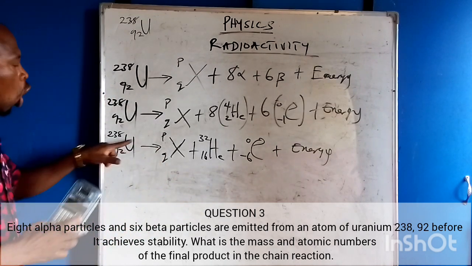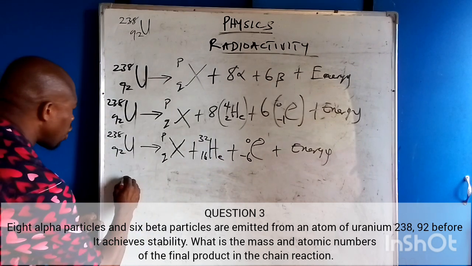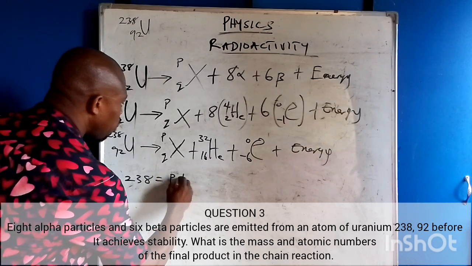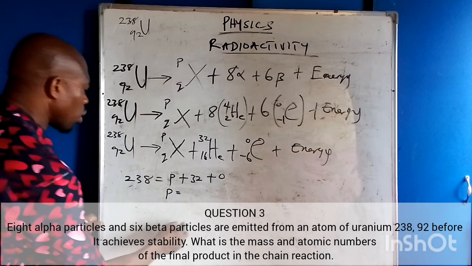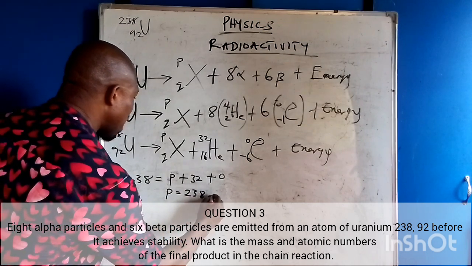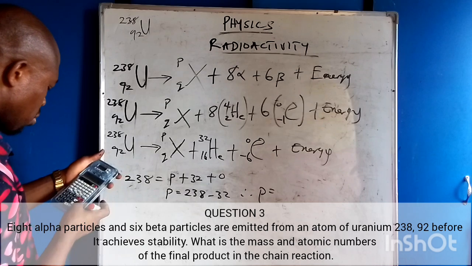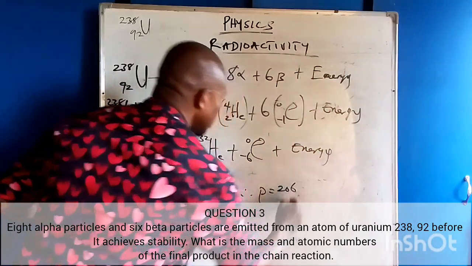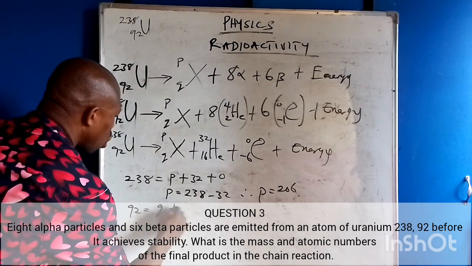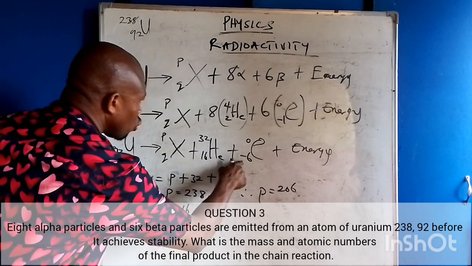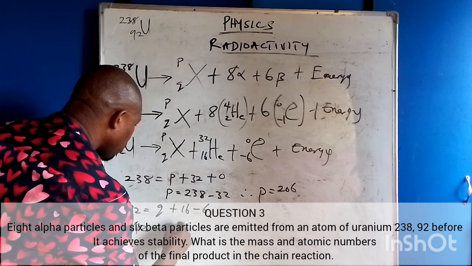At this point, we cannot equate all the mass numbers together with the atomic numbers, but we can equate the mass numbers and equate the atomic numbers separately. If we equate the mass numbers, we have 238 equals P plus 32 plus 0, which gives us P equals 238 minus 32, so P, the mass number, is 206. Now, if we equate the atomic numbers, 92 equals Q plus 16 minus 6, which gives us 92 equals Q plus 10.